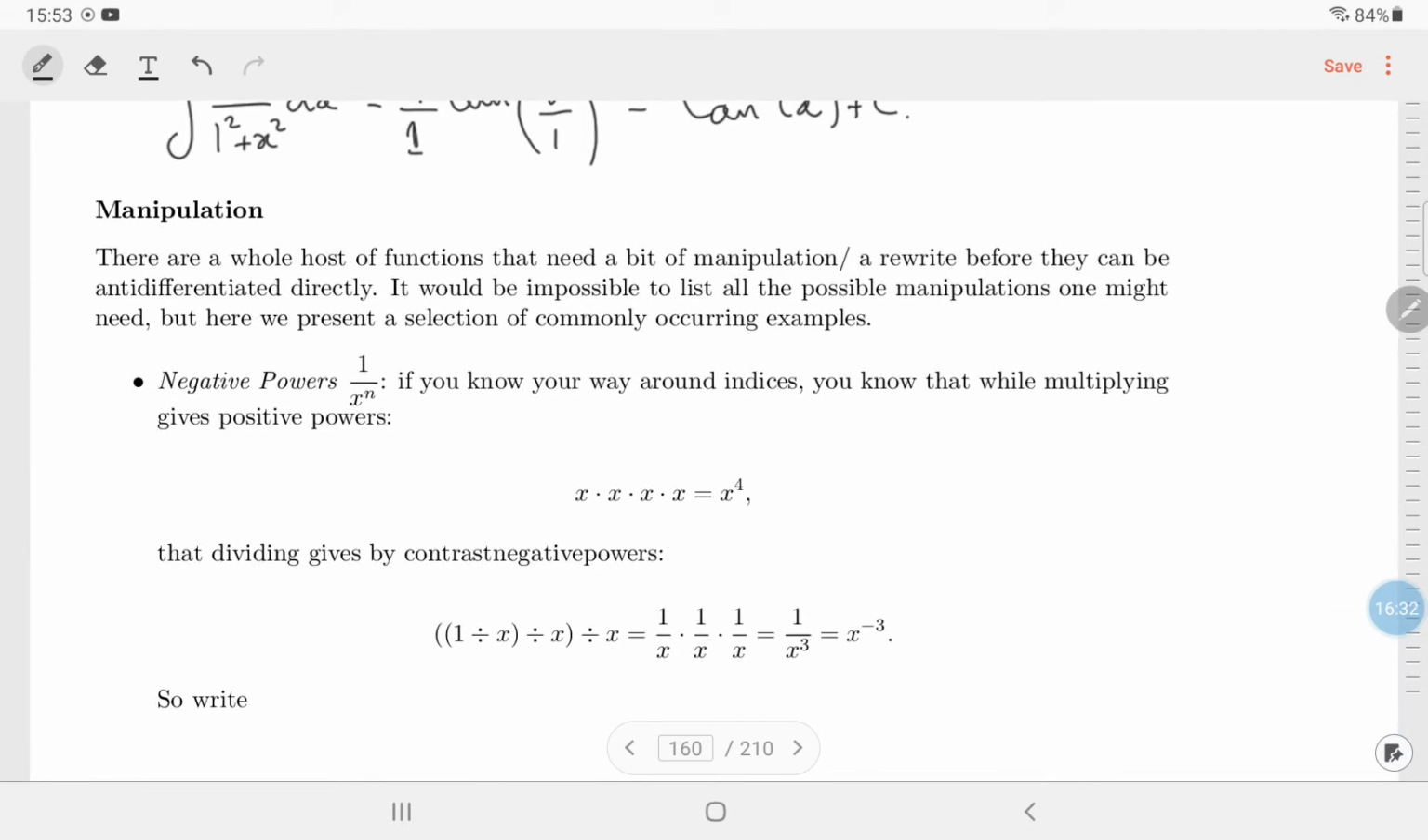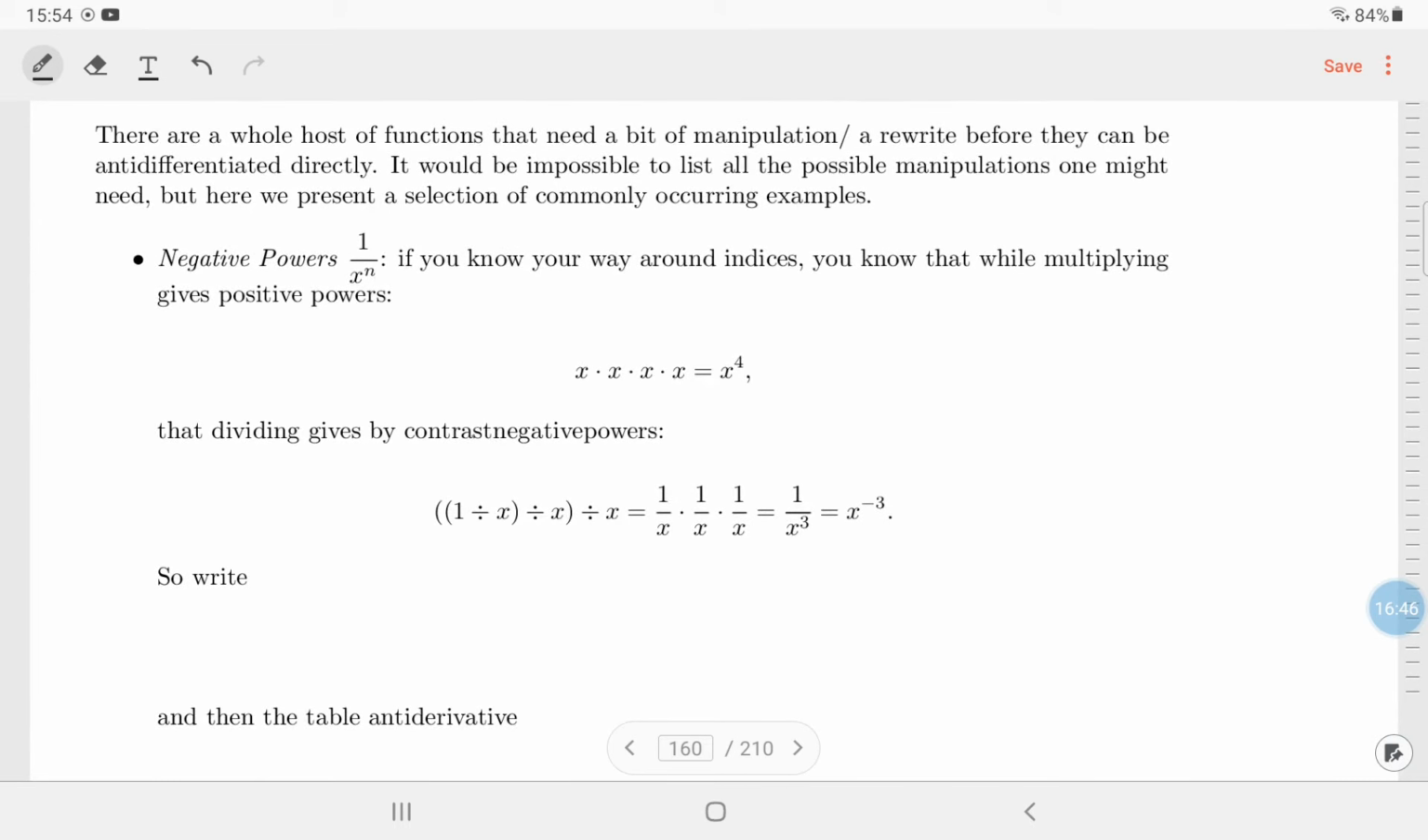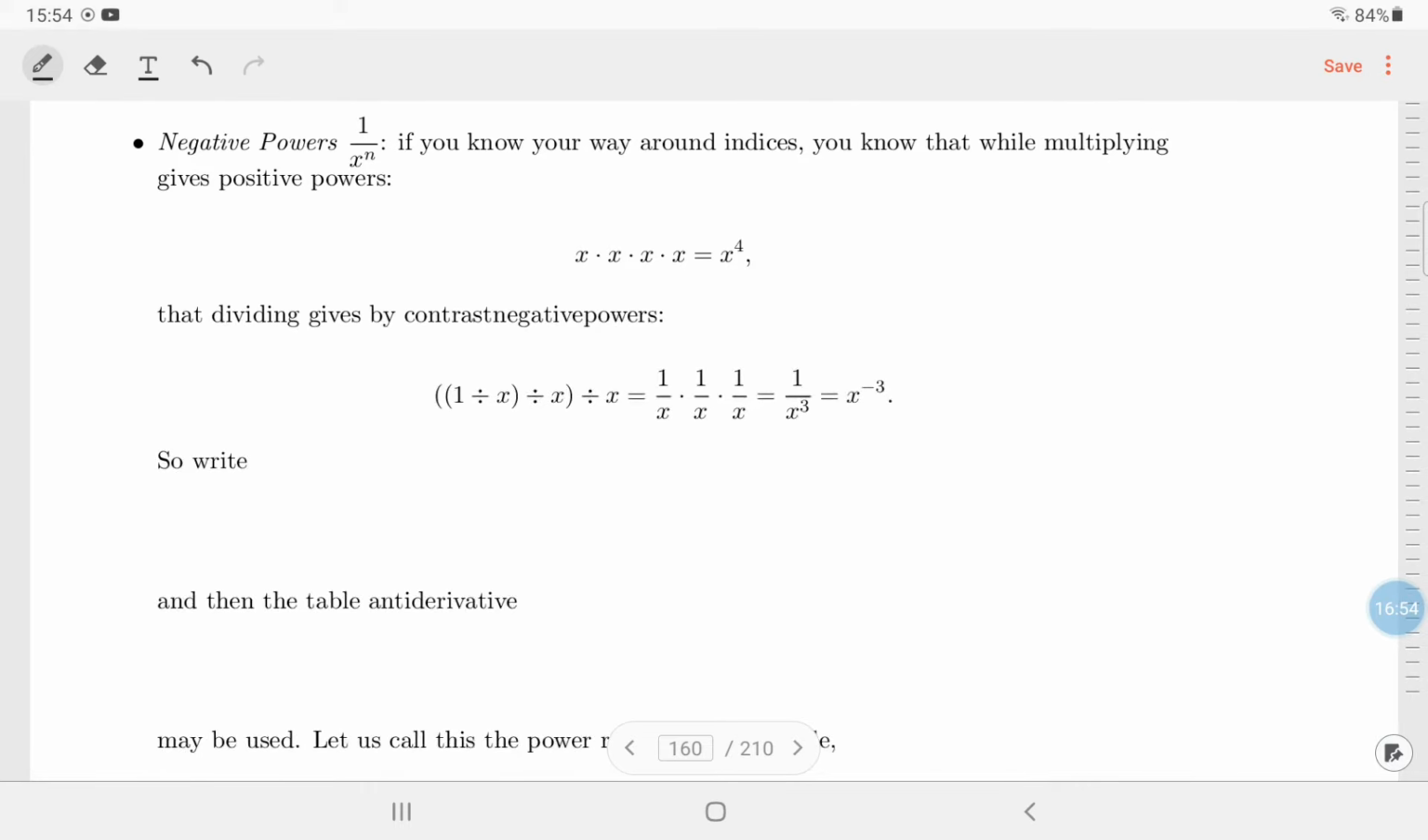The next kind of thing is if the things that you're hoping to anti-differentiate need a bit of manipulation, a bit of a rewrite before you can actually anti-differentiate them directly using the tables. Now, we can't list all possible manipulations, but here's some of them. So one of them is negative powers. If you know your way around indices, you know multiplying gives positive powers and dividing gives negative powers. So 1 over x cubed, for example, is x to the minus 3.